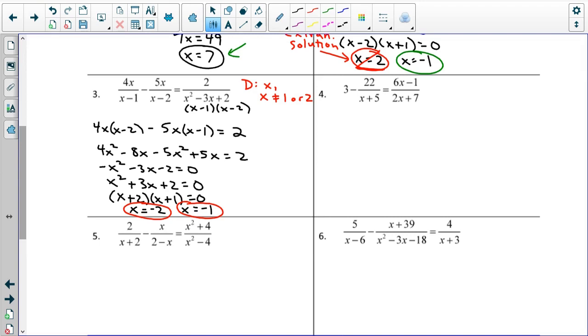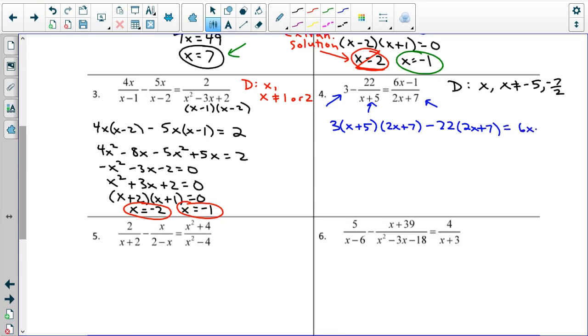If I look at problem 4, the domain is going to be all x except x cannot equal negative 5 or negative 7 halves, because that would make the denominator equal to 0 if I substituted either of those in. So now I'm going to multiply each of these parts by what's missing. Notice that 3 is missing both parts. So 3 is going to get multiplied by x plus 5 and 2x plus 7, minus 22 times 2x plus 7. That's the part that's missing from here. And then the part that's missing from the term on the right side of the equal sign is x plus 5. So I have 6x minus 1 times x plus 5.